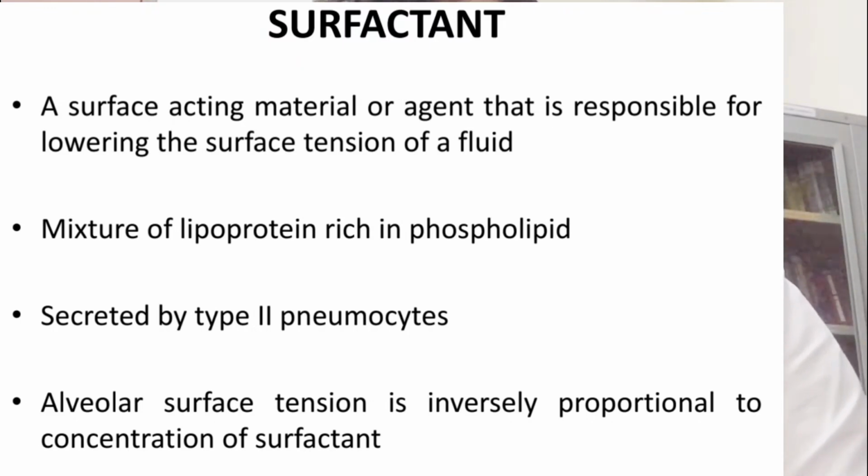Surfactant is secreted by type 2 pneumocytes, type 2 alveolar cells. The alveoli consist of two types of cells. The alveolar cells are known as pneumocytes: type 1 pneumocytes as well as type 2 pneumocytes. The type 2 pneumocytes are the ones which secrete surfactant.